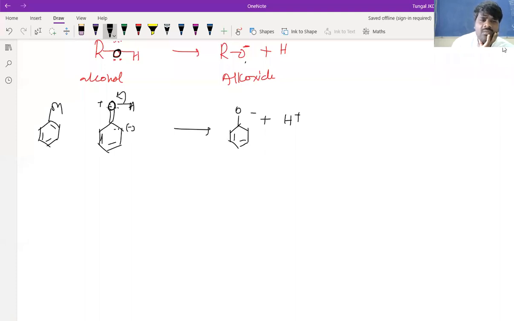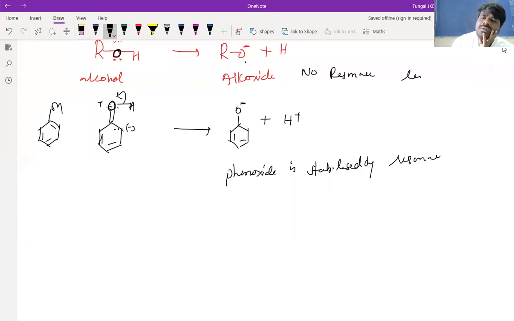And the second thing is that whatever phenoxide ion is formed is stabilized by resonance. Is there any possibility of resonance in alcohols? No resonance, so the alkoxide is less stable. Due to resonance, phenoxide is more stable. Hence alcohols are less acidic and phenols are more acidic.